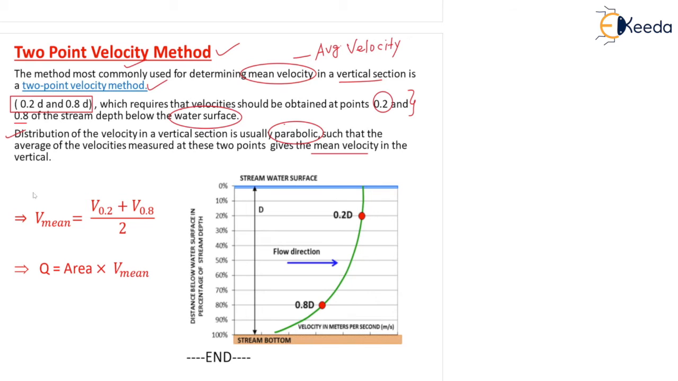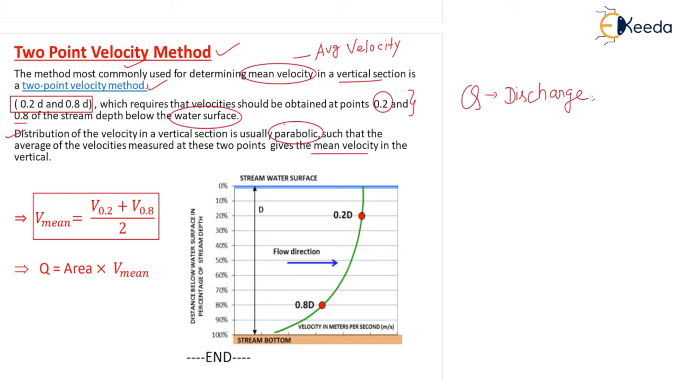So this is the formula we got here. V mean, the average velocity, equals velocity at 0.2d plus velocity at 0.8d, divided by 2. So whatever you are getting, that is your average velocity. So what is the main importance of this equation? Many times they will ask you to find the discharge in the flow.